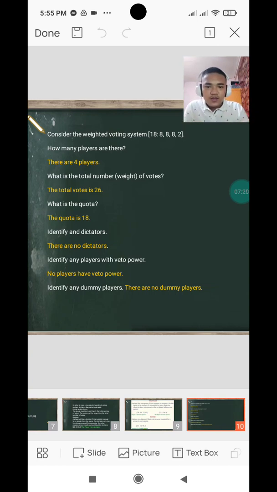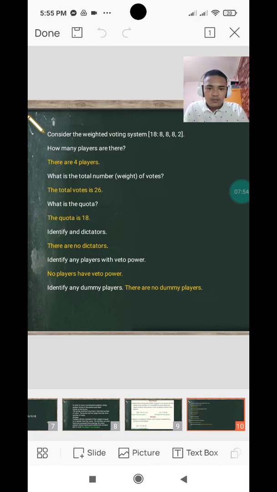Consider the weighted voting system. 18 is the quota, so 18, 8, 8, 2. This is our first example to the processing of quota. How many players are there? There are 4 players, which is the three 8s and 2. So there will be 4 players.